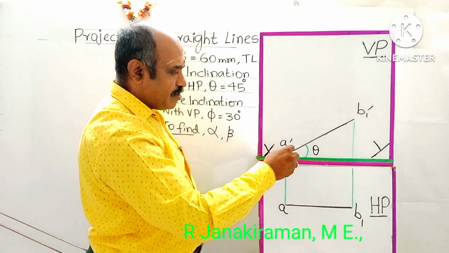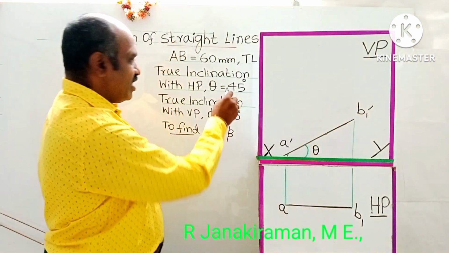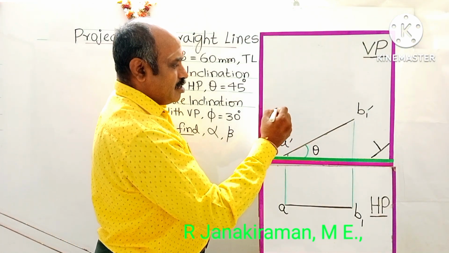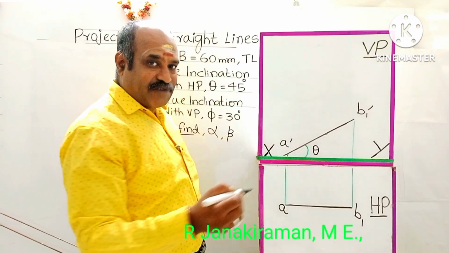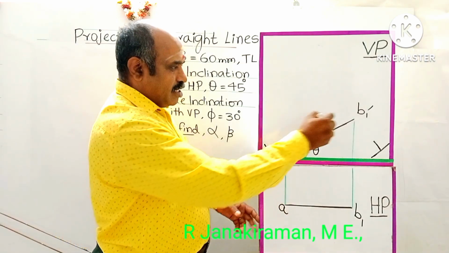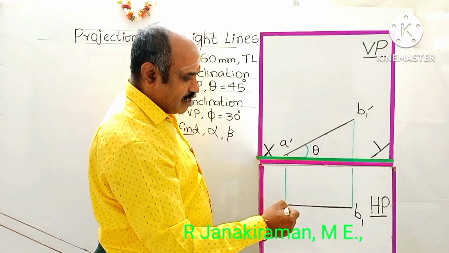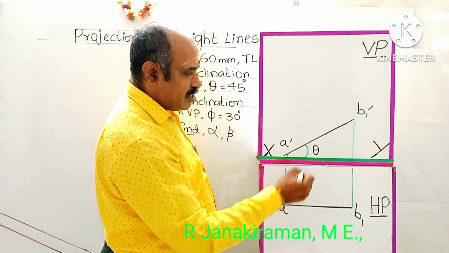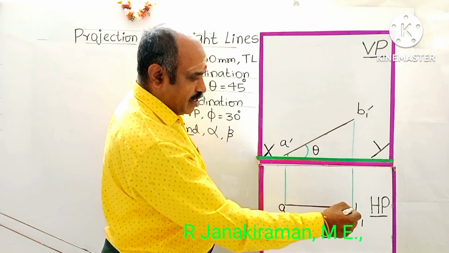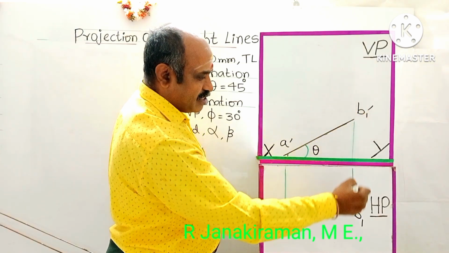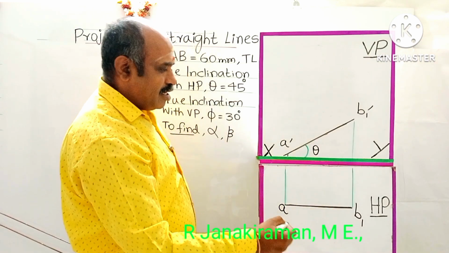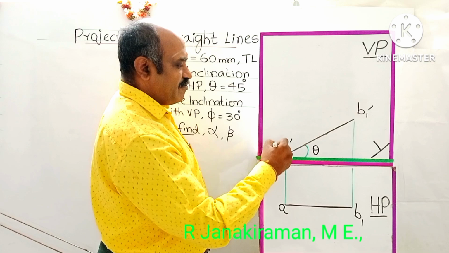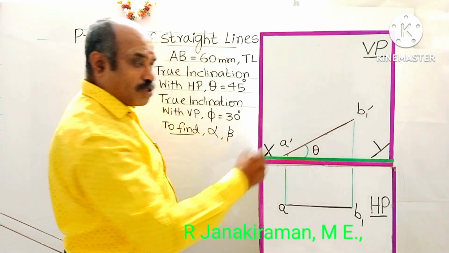Above the reference line is the true inclination of the line, called theta, 45 degrees. The view obtained, A dash B1 dash, is called the true inclination with HP, not the final front view. Similarly, the endpoints are projected, and this is the location of the top view, not the final top view, called the true inclination top view, marked as A B1. Here B1 dash means the corresponding letter has to be provided, B1. Letters without dash will be top view points, and letters with dash will come above the XY line. These are the usual notations followed.